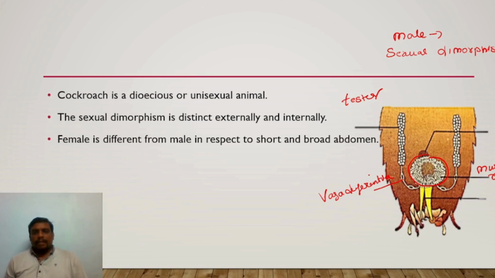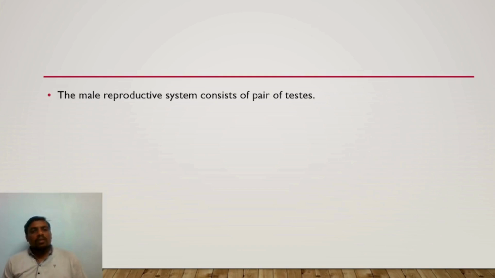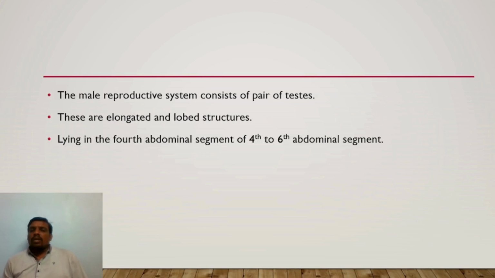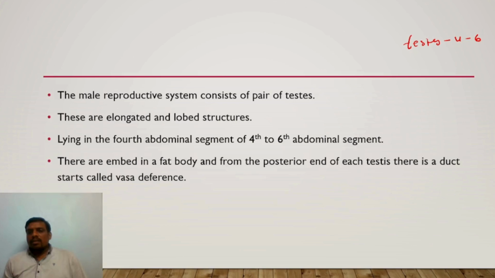Now let us see the remaining structures of the male reproductive system. We have seen how a pair of testes looks like, which are elongated tubular structures. The testes are basically located at the 4th to 6th abdominal segments of the body. They are embedded in a fat body, which means they are covered by fat.